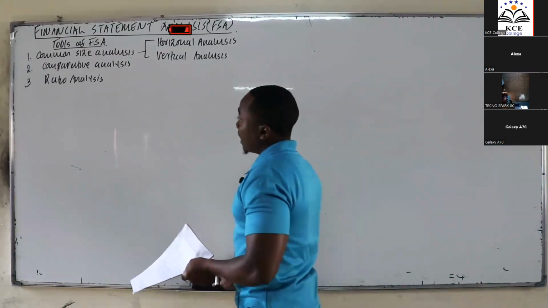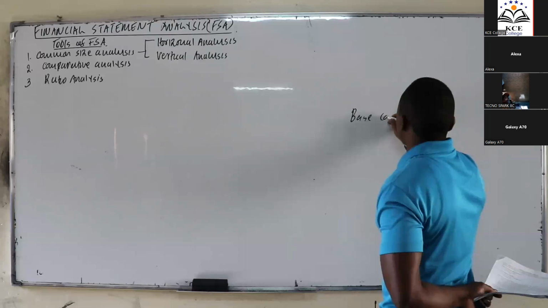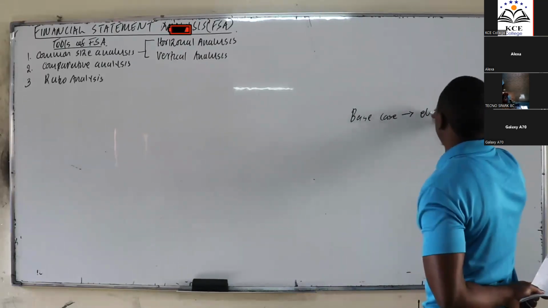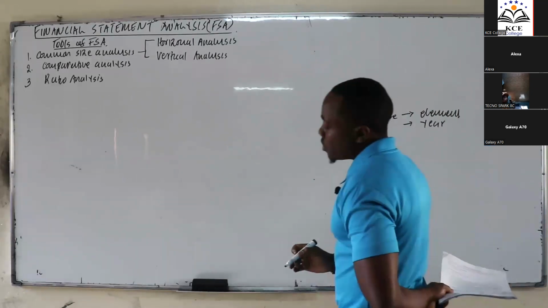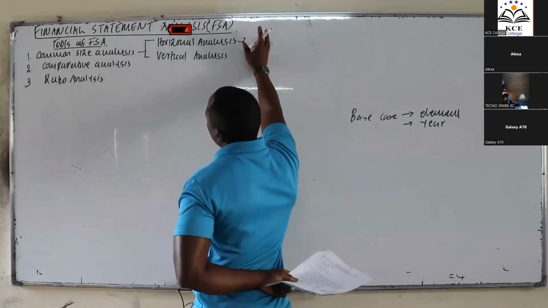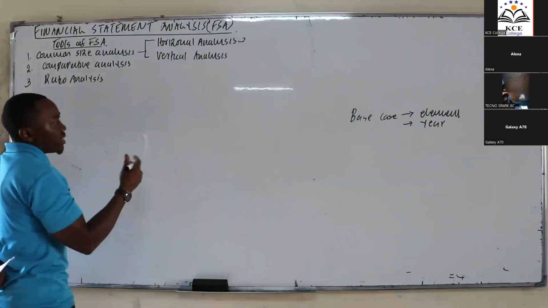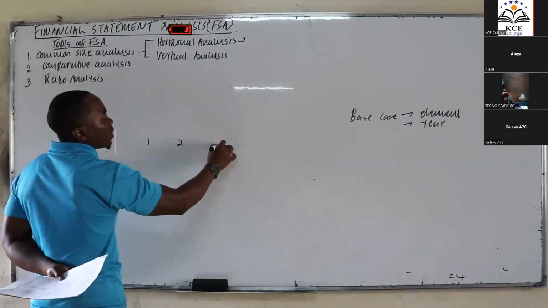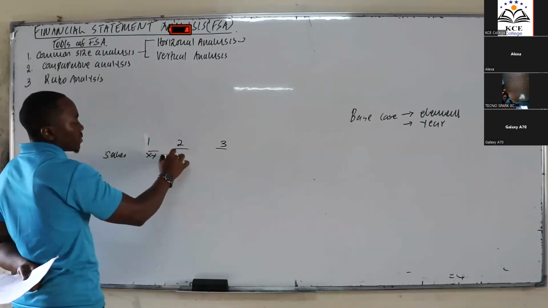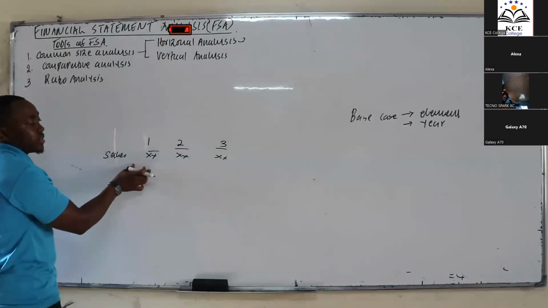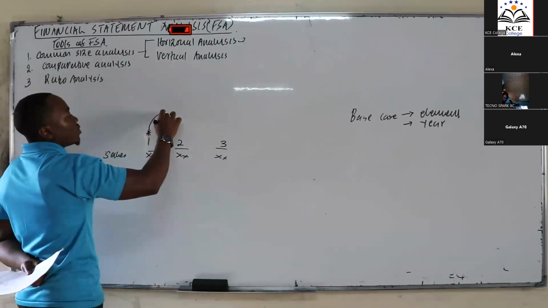Under common size analysis, it's all about identification of what we call the base case. The base case can be either an element or a period, that is the year. Horizontal analysis is also known as trend analysis. When you take the financial statements, you compare maybe three periods: year one, year two, year three. For example, you want to evaluate the sales in the income statement. The first financial year becomes the base year.